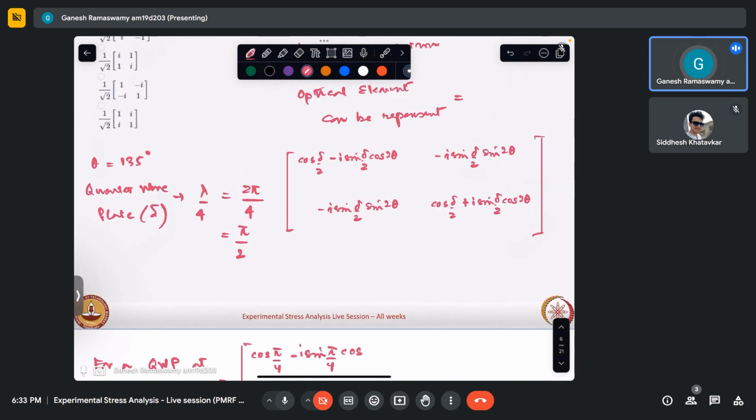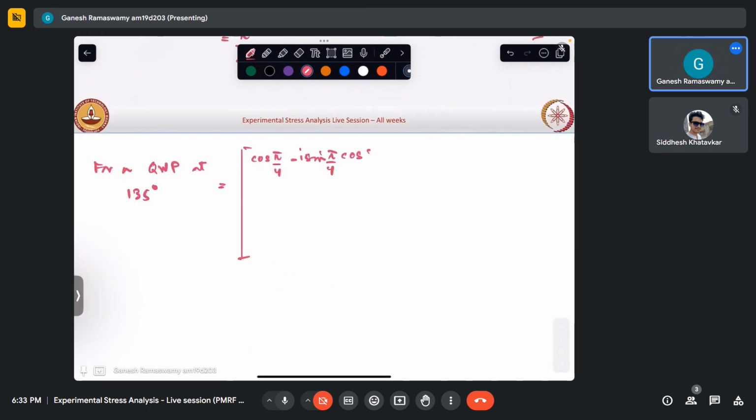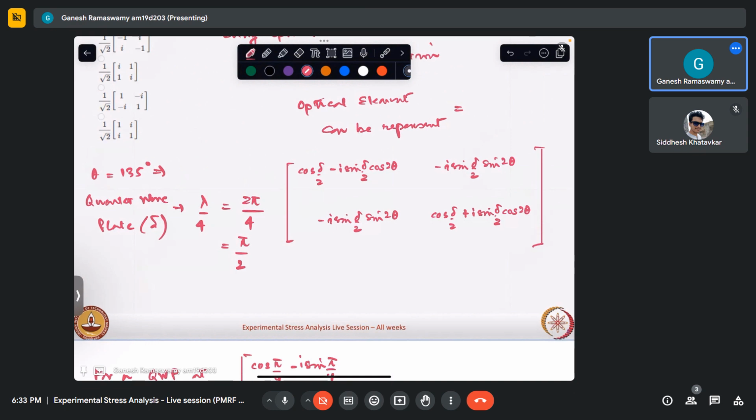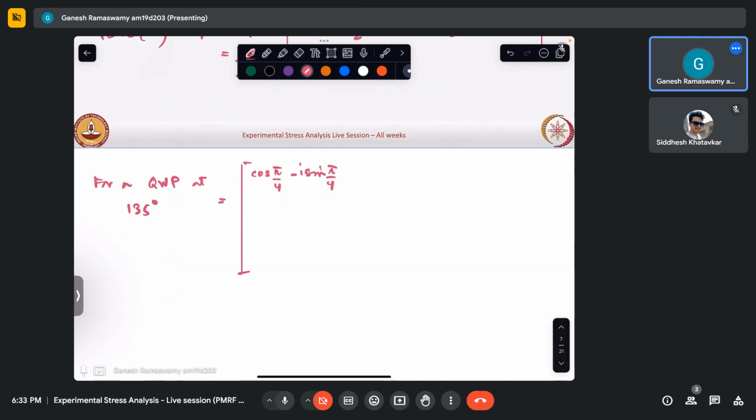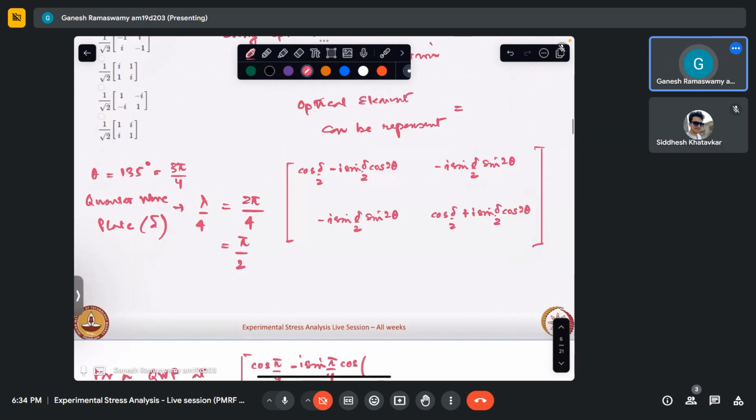Theta is 135, so 2 theta will be 270. And mind you, here one I'm substituting in radians, the other in degrees, so please don't get confused. So 135 by 180, this will be 3 pi by 4 in radians. So we can substitute that in consistent units to avoid confusion and mistakes. So this will be cos 3 pi by 4 into 2, because it is 2 theta. So 3 pi by 2.